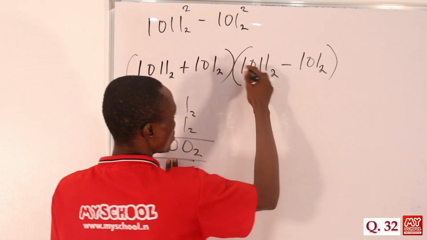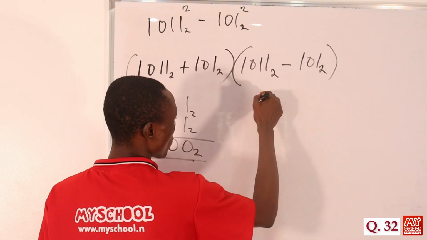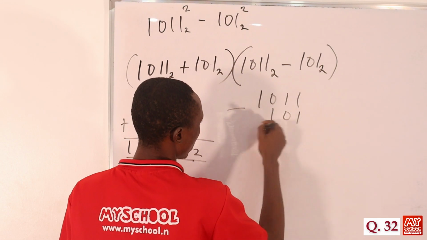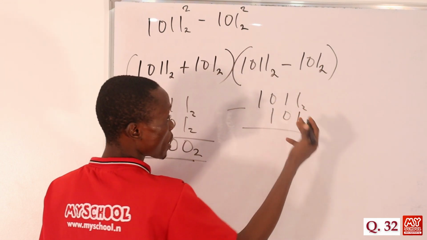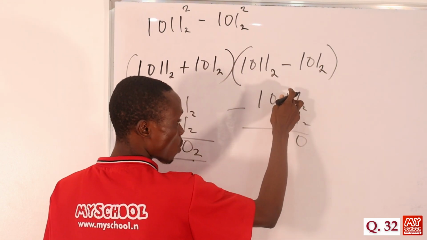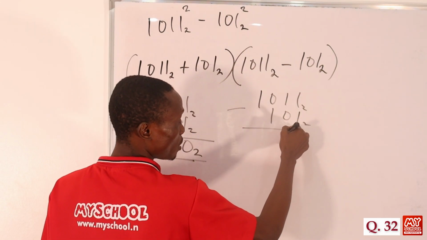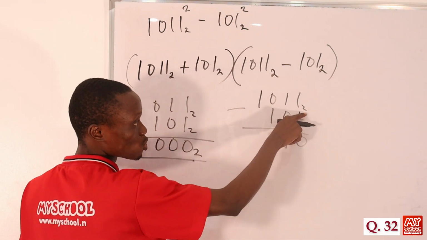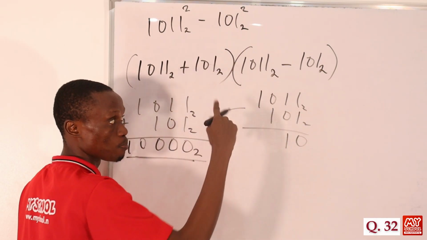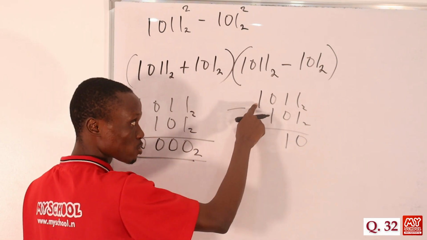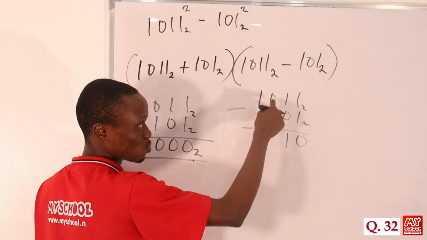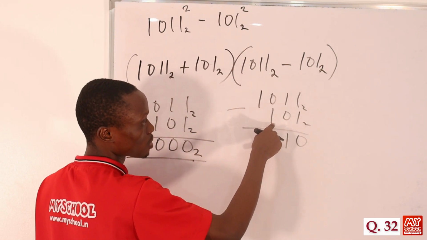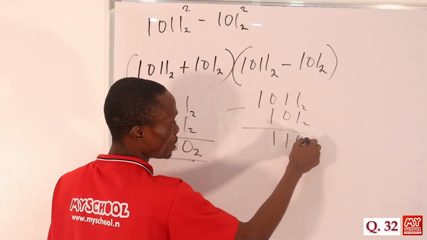Let's do the same thing for what we have in the second bracket. For the second bracket, we're having 1011 minus 101, all in base 2. So 1 minus 1 is 0, then 1 minus 0 is definitely 1. Now 0 minus 1 cannot, but remember, since we're operating in base 2, any value we borrow is equal to 2. So if we borrow this one, the one that we borrow is equal to 2. If we add it to 0, then we'll be having 2. So 2 minus 1 will be equal to 1 in base 2.